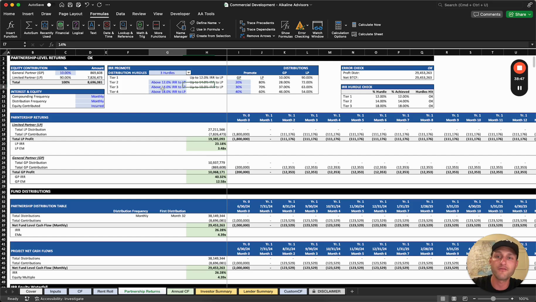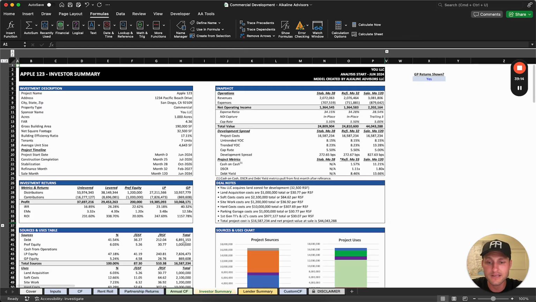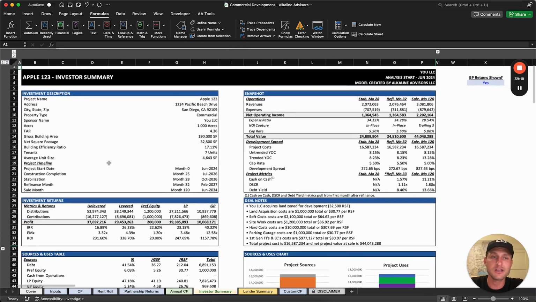And that's why we have the promote of 20% to the GP, but the actual distributions are 28% to the GP, 72% to the LP. So from 12 to 14, we have a 20% promote. 14 to 18, we have a 30% promote. And then 18 plus, we have a 40% promote. So this is the partnership return section. And then all of that information flows up nice and neatly into a digestible snapshot that we call the investor summary. So this is the investor summary.